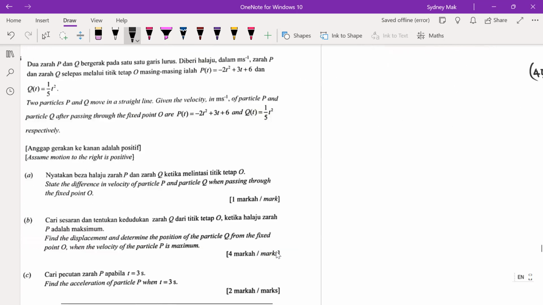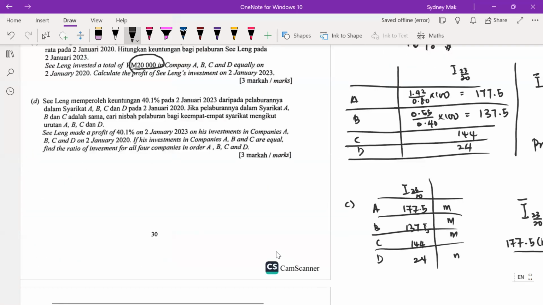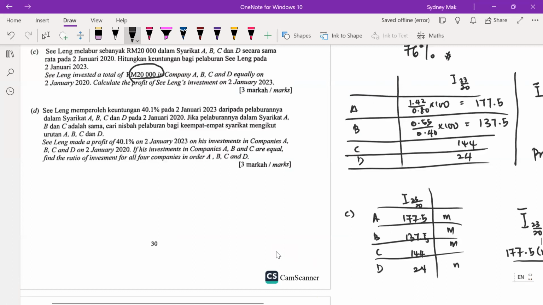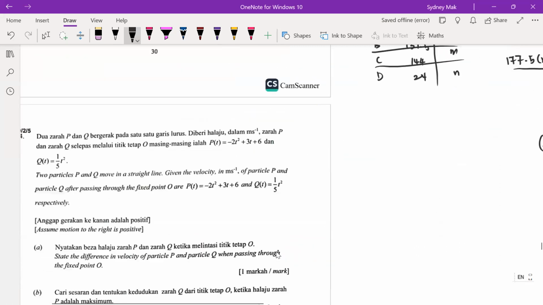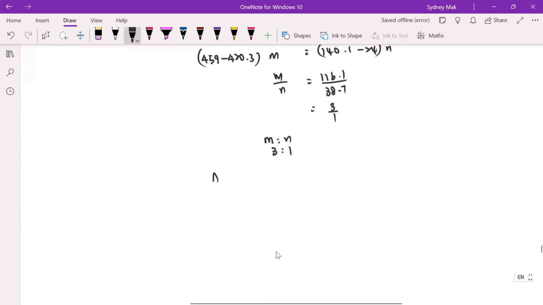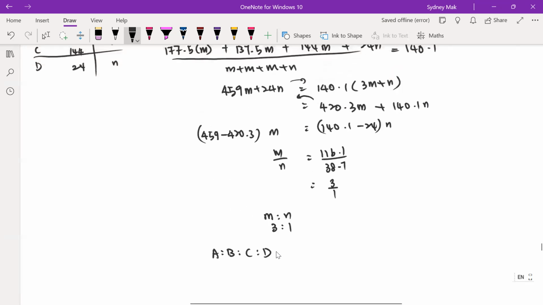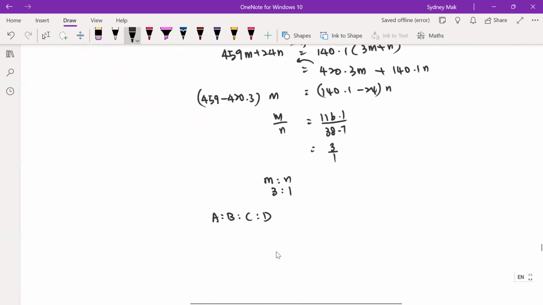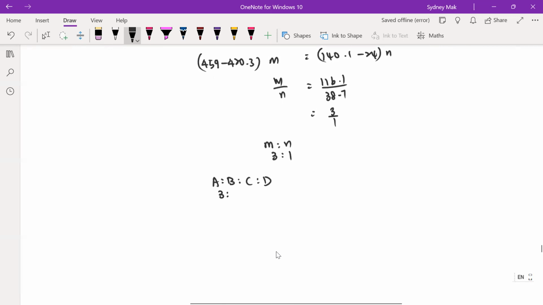And the question actually wants us to find the ratio of investment for all 4 companies in order of A, B, C, and D, which means you are asked to find the ratio of investment A to B to C to D. Remember, the weightage is M, M, M, and that is 3, 3, 3, and 1. Okay, that's it for question number 13.